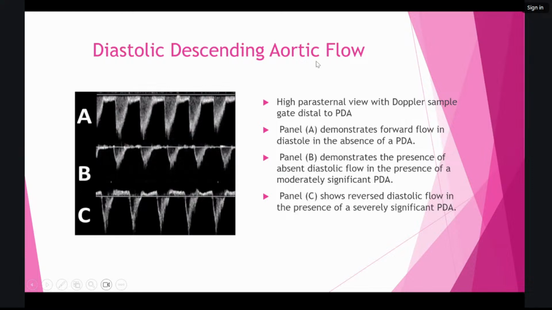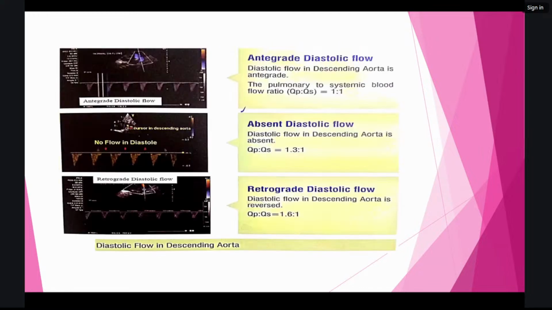Coming to the diastolic descending aortic flow, we use the high parasternal view with the Doppler sample gate distal to the PDA. Panel A shows the forward flow in the diastole in the absence of PDA. Panel B shows absent diastolic flow and panel C shows reverse diastolic flow in significant PDA. Also, we see the QP by QS ratio, which is the right ventricular outflow versus the left ventricular outflow. If it is 1:1, then it's antegrade diastolic flow. If it is 1.3, it's absent diastolic flow. And in retrograde diastolic flow, it's 1.6:1.